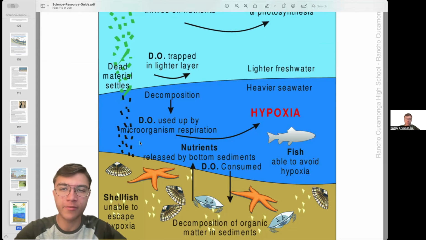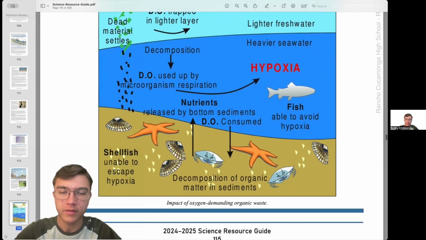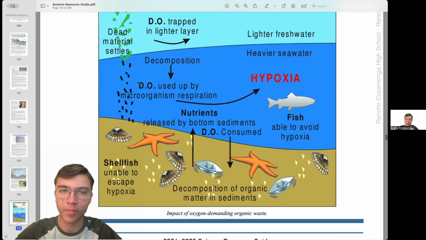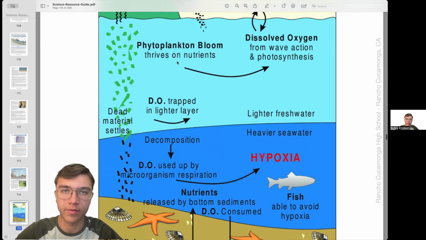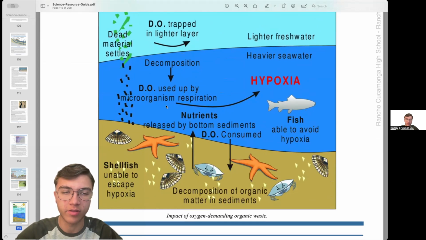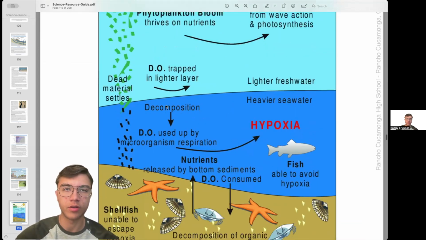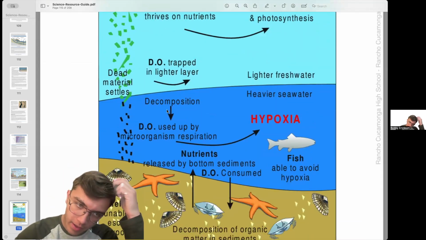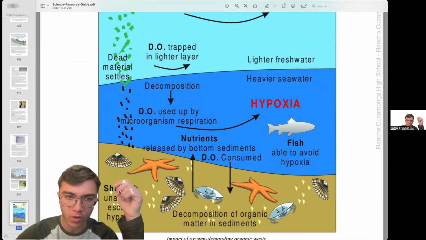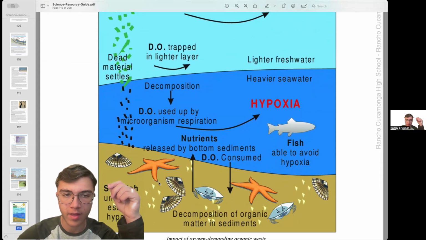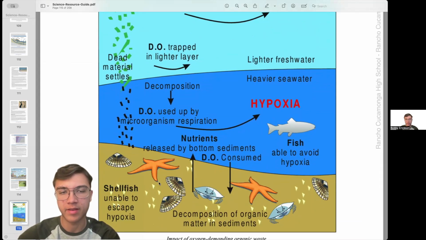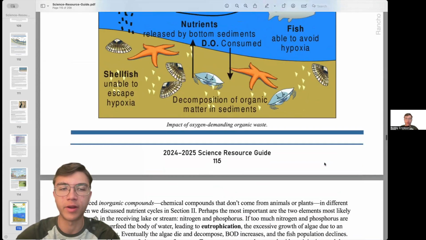And then there are some fish that are able to avoid hypoxia. And with the decomposition of organic matter, more bacteria or even more phytoplankton are going to be growing, using up oxygen through biochemical oxygen demand. And then we have shellfish who are unable to escape hypoxia. So remember that you may be tested on which organism is unable to escape hypoxia. That's shellfish, versus fish are able to avoid it.